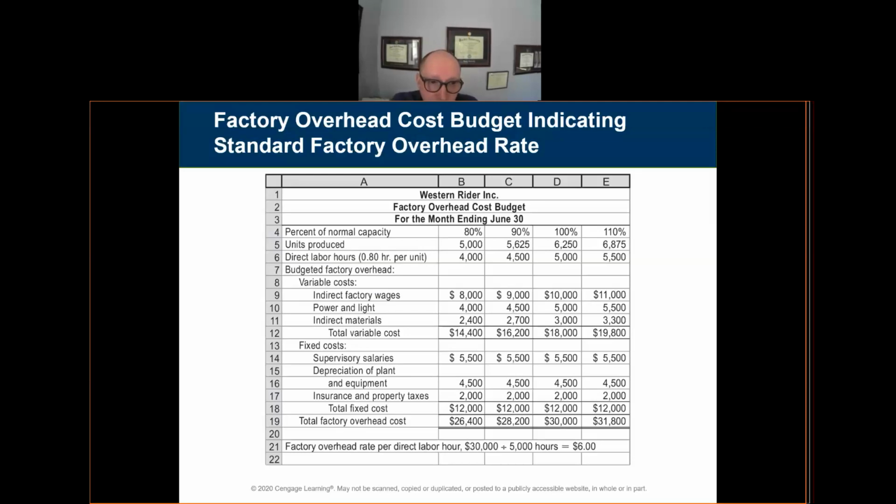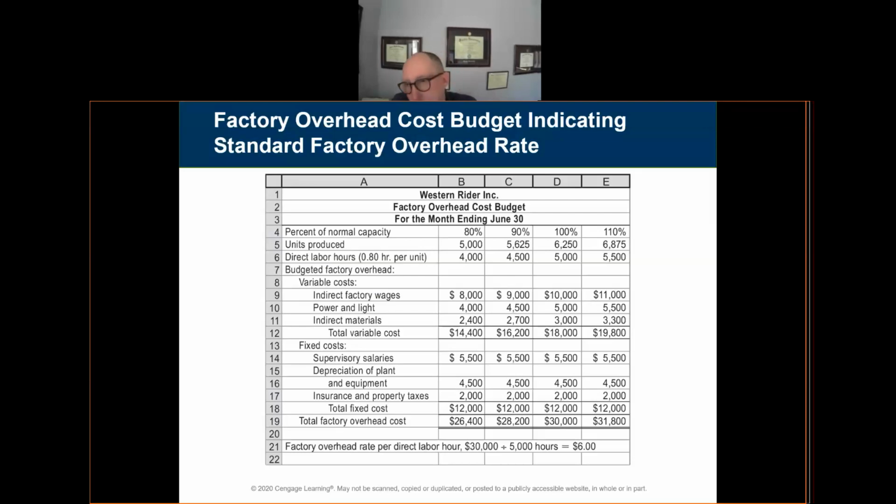So here's an example of identifying the factory overhead costs based off of levels of production. And we can see that we separated out the variable costs from the fixed costs. Now, as I said earlier, variable costs would include things like indirect factory wages, utilities, indirect materials. Those are variable. Now remember, variable costs change with the level of output.